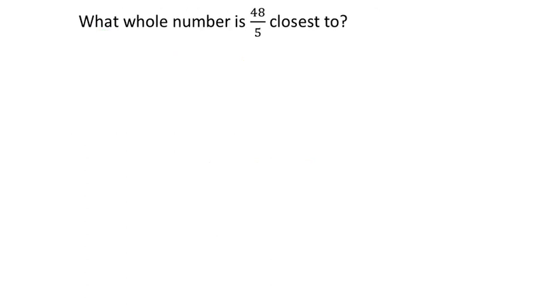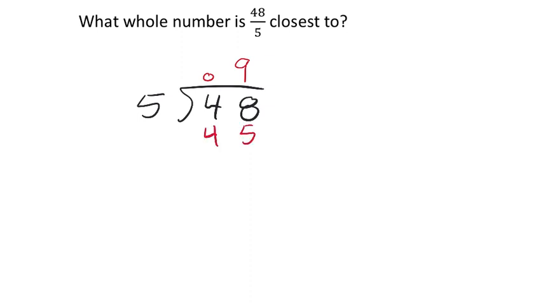All right, what number is 48/5 closest to? Well, to figure this one out, we're going to need some long division, unless you know your 5 multiples up to 48. Well, 5 doesn't go into 4, so I can put a 0 there, but it will go into 48 9 times. I'm skipping a little bit of the math there, but 9 times 5 is 45. So when I subtract that out, I now have a remainder of 3.